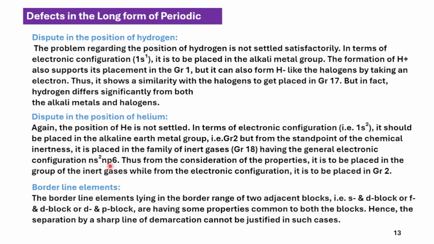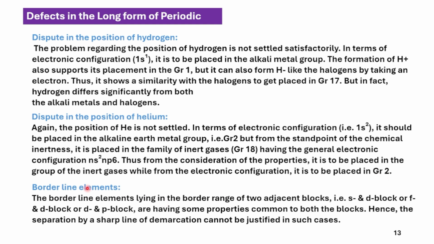ns2np6. This is the common configuration for the other inert gases, but in case of helium it is a little bit of an exception. There is no np6, only ns2, 1s2. Thus, from the consideration of the properties, it is to be placed in the group of the inert gases, while from the electronic configuration, it is to be placed in group 2. But ideally, it is in group 18. If you see the modern form of the periodic table, helium is placed in group 18. But still, ambiguity is there.